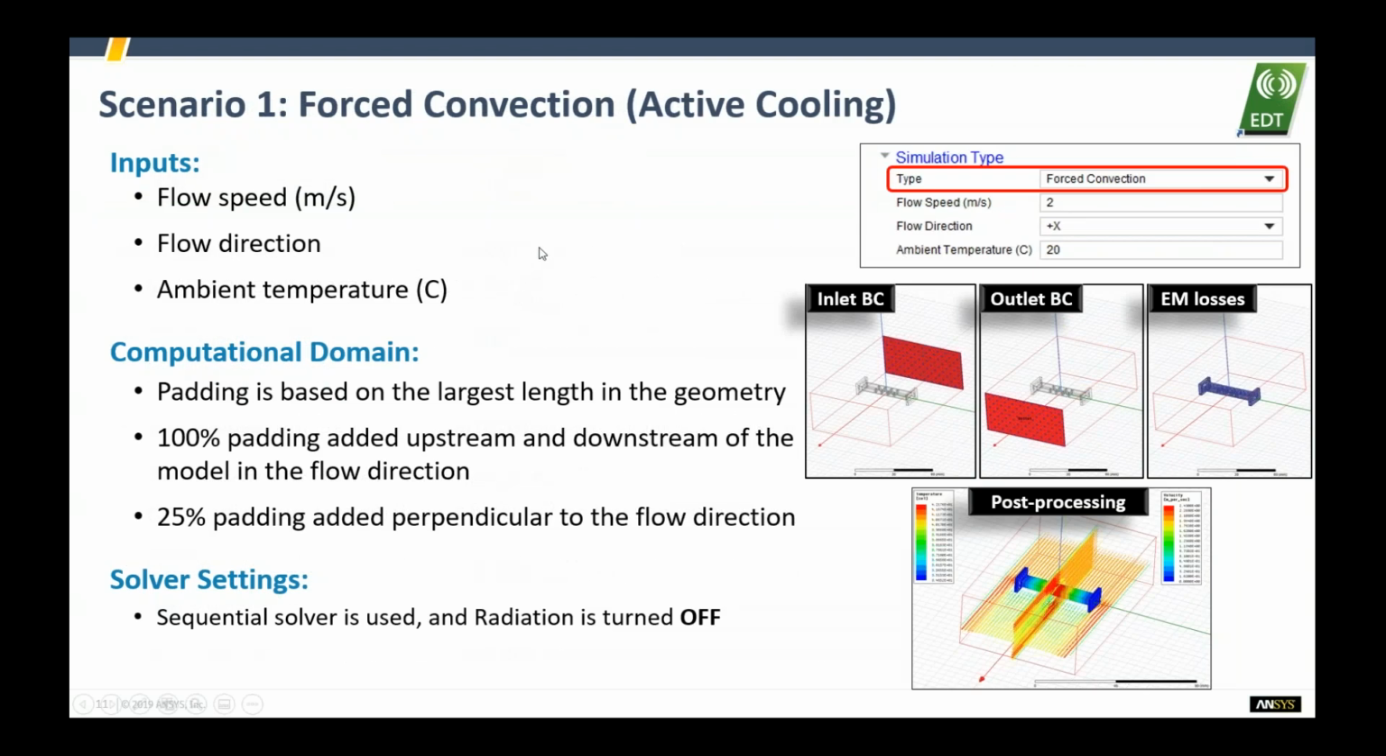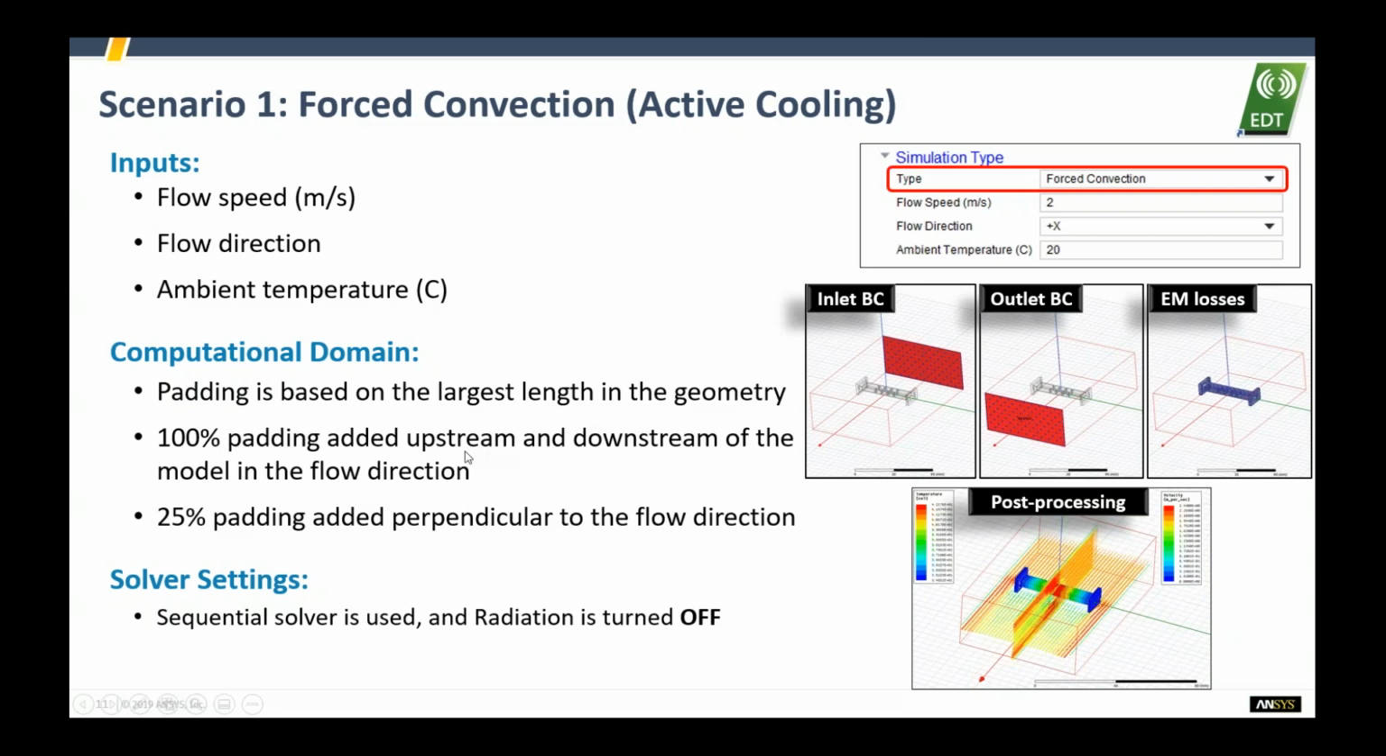Just quickly take a look at a couple scenarios. So first scenario, we have a forced convection, which is active cooling. So the inputs are flow speed, flow direction, and ambient temperature. Computational domain is as follows. So it will have a box around the geometry, the padding. It's based on the largest length in the geometry. So I believe the two ends are touching. 100% padding added upstream and downstream of the model in the flow direction. So as we can see, the inlet boundary condition is here at this wall. The outlet boundary condition is at the lower bound of the wall.